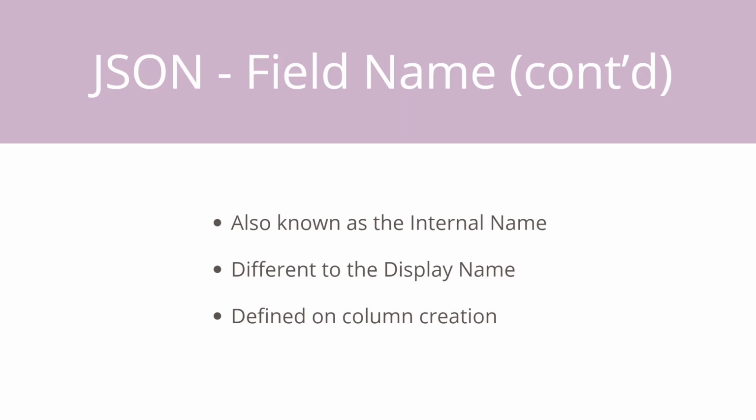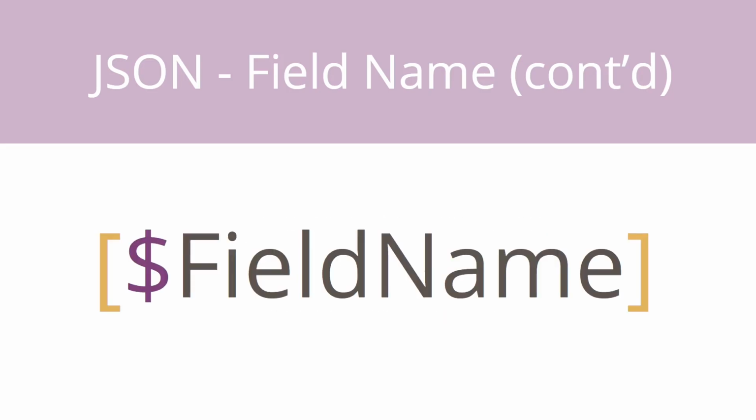There are a few key things that I wanted to highlight on the field name. The field name is also known as the internal name. It is different to the display name and is defined on column creation. So when you create a column and define a name, that is when this field name is created. I'm going to show you a little bit more about this in just a second. But when we insert the field names into the JSON formula, we just want to be sure that we include the brackets on the beginning and the end, as well as that dollar sign at the beginning of the field name, just how I have it here.